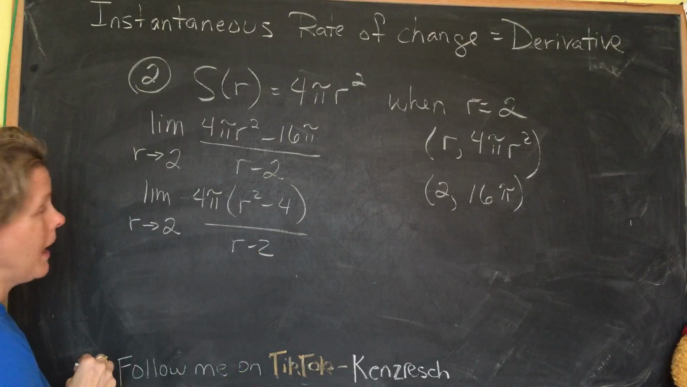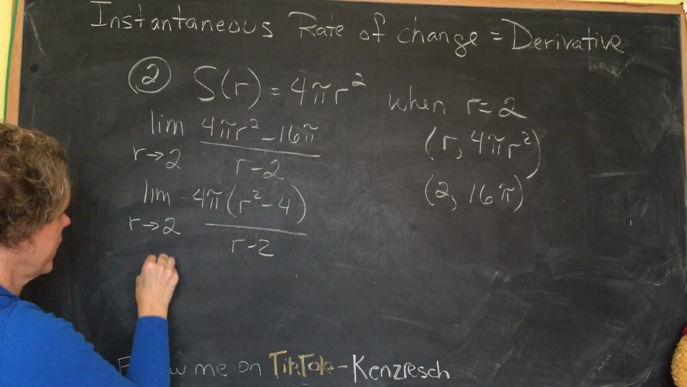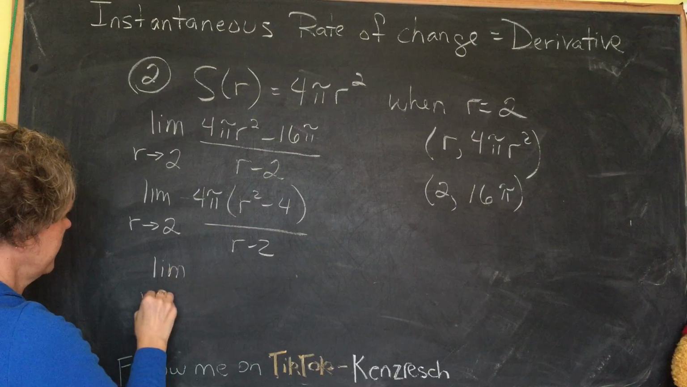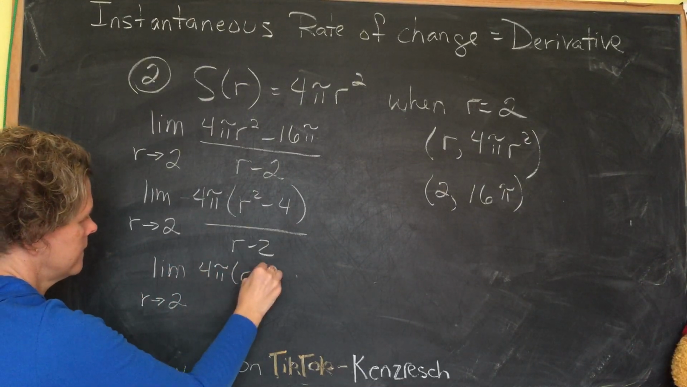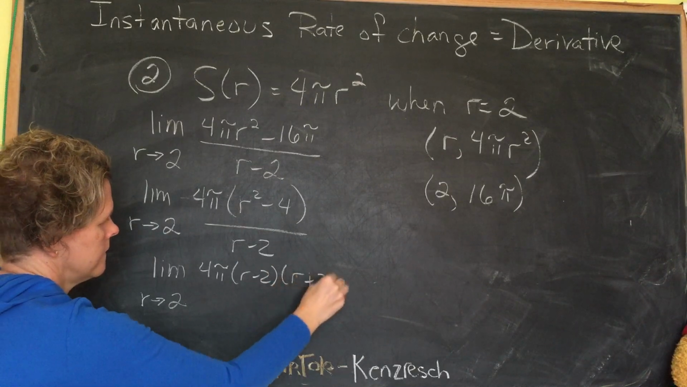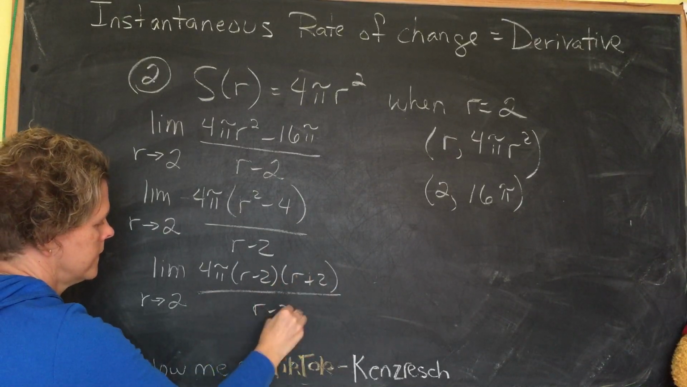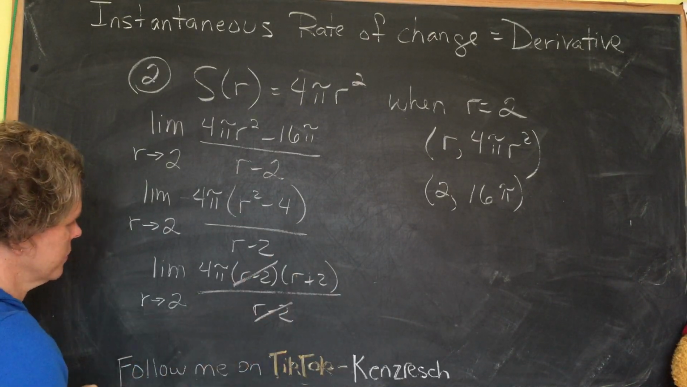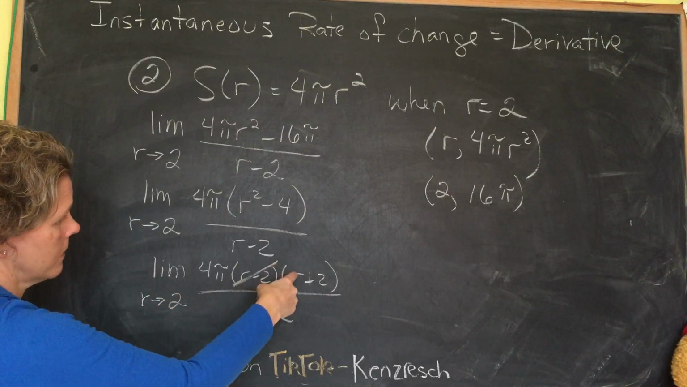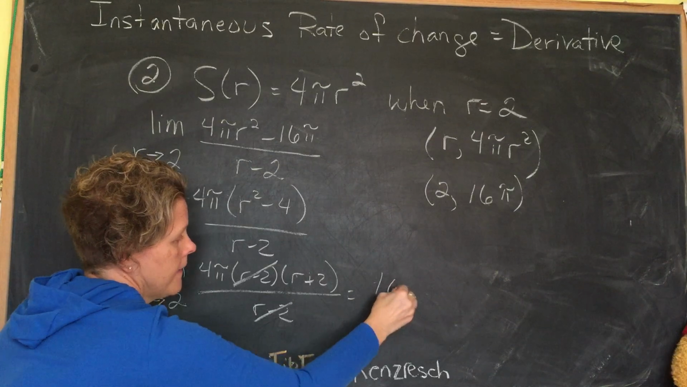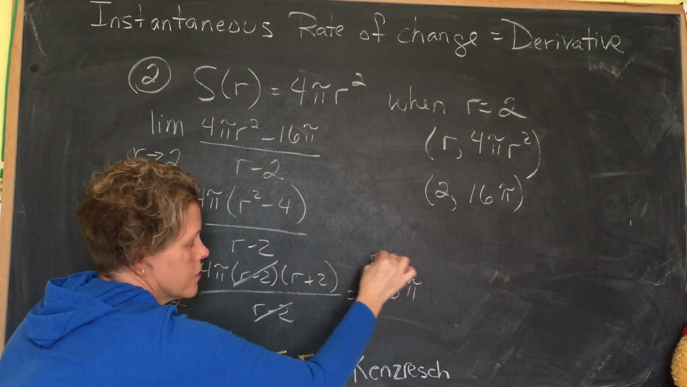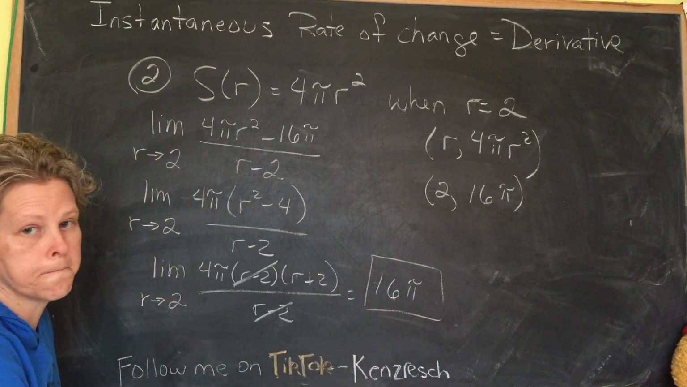When I took out the 4 pi, that leaves me with a difference of squares, so I can factor that again. Now that cancels. When I plug 2 into here, I get 4. 4 times 4 pi is 16 pi. And that is your answer, and that's all we are looking for in this part.